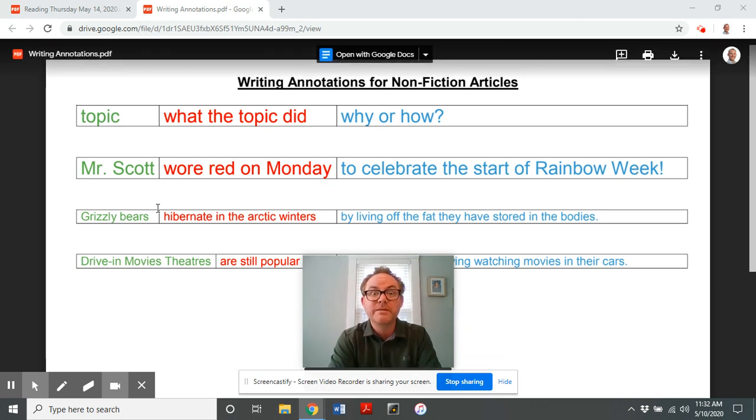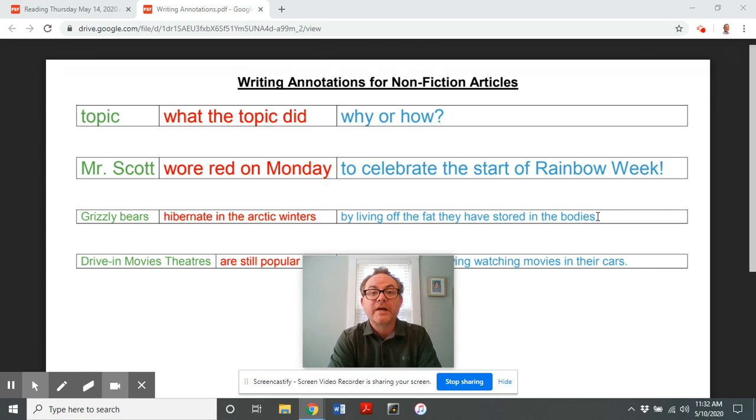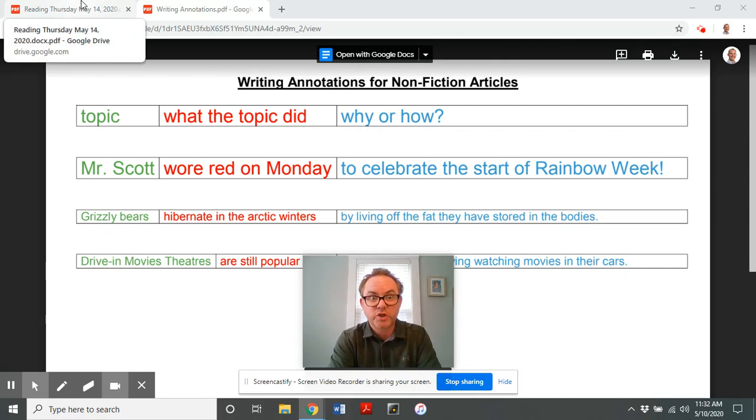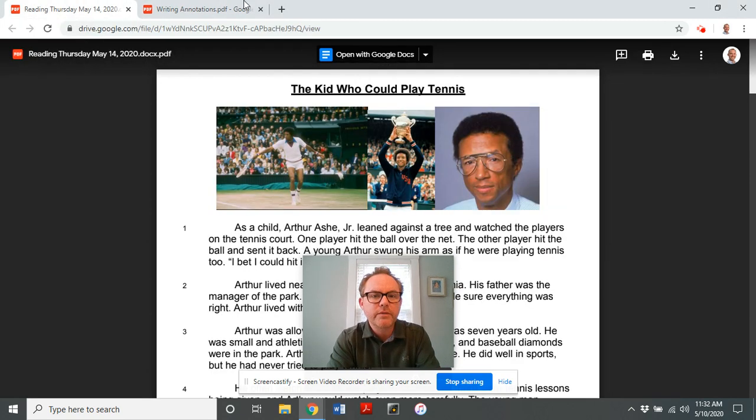Then we went on to grizzly bears. They hibernate in the Arctic winters. That's what they did. And then how do they do it? By living off the fat they stored in their bodies. So let me take you over now to our nonfiction article for today. I'm so excited, my friends. I can tell you a little bit about this. Well, actually, let me have you guess.